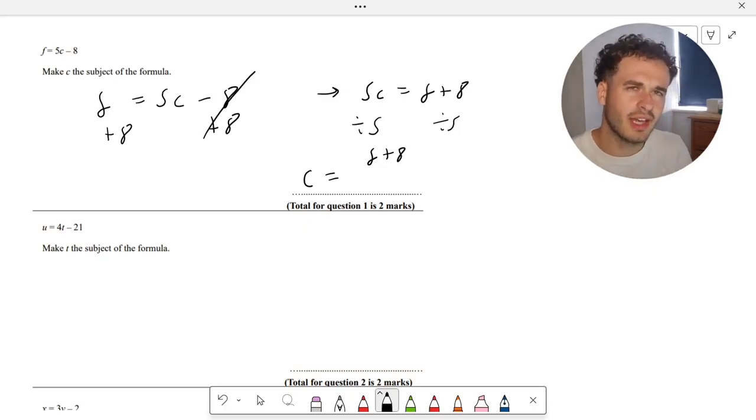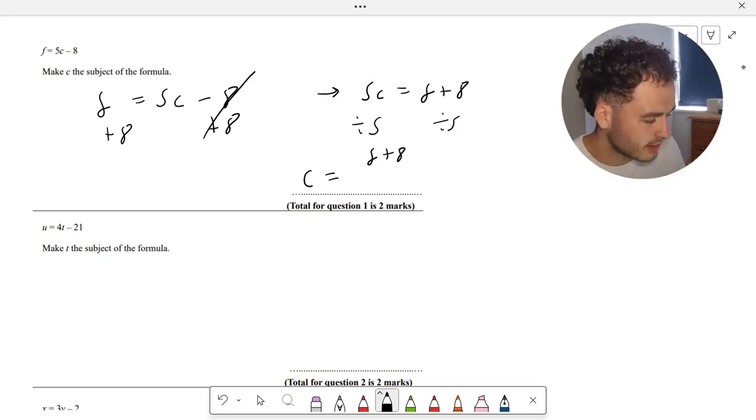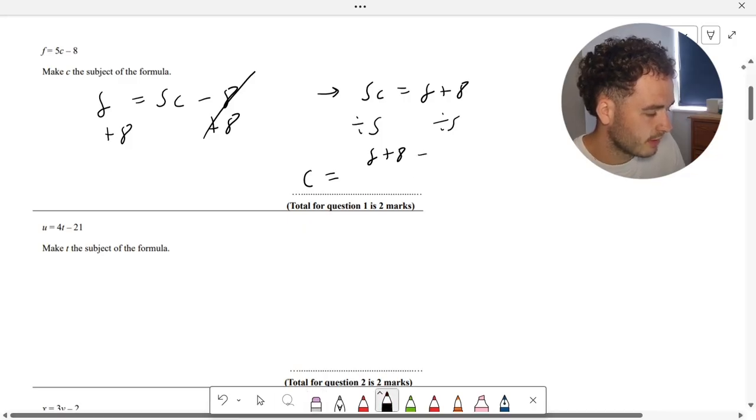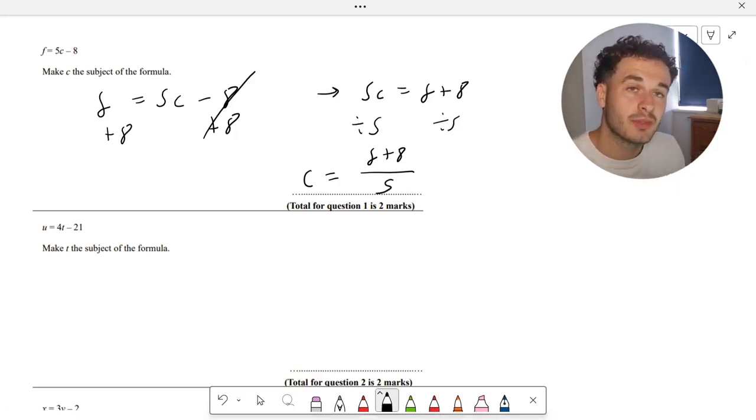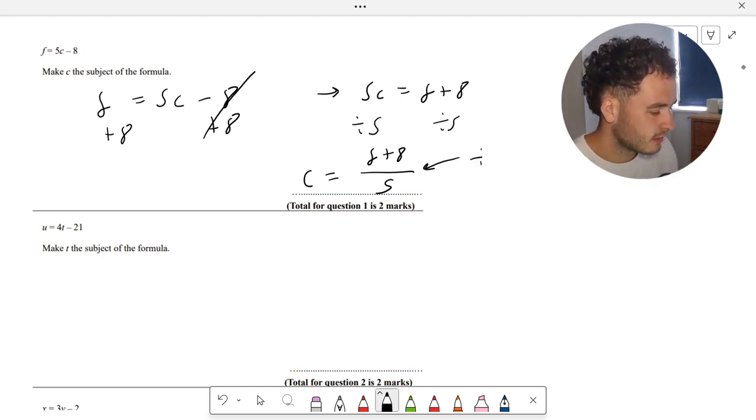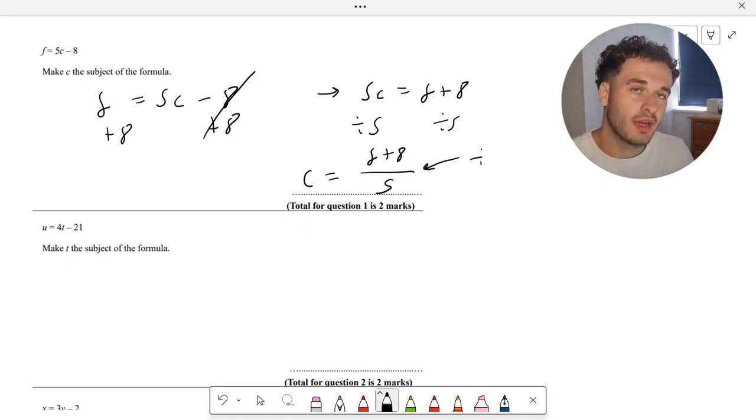And I know you're asking, how do I show that, Josh? Do I write it like F plus 8 divided by 5, just like that? Or do I put it like that? And I would absolutely put it like that, because we all know what a fraction means. The fraction means divide. So you might as well write it as if it's just all over 5. That's our first rearranging the equation done.